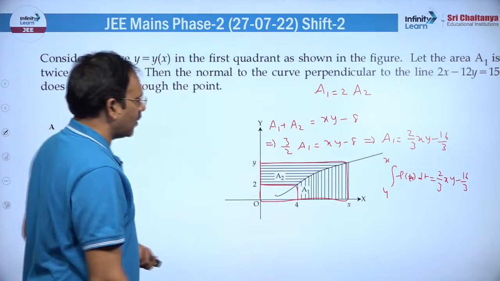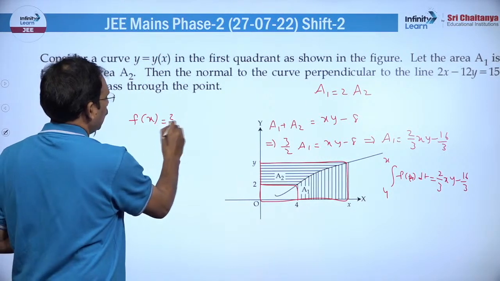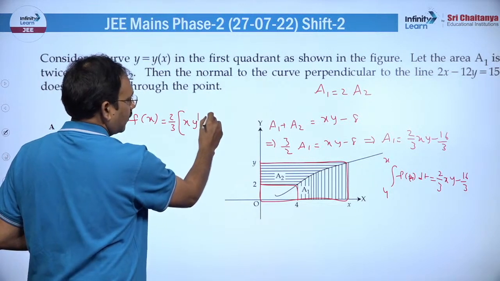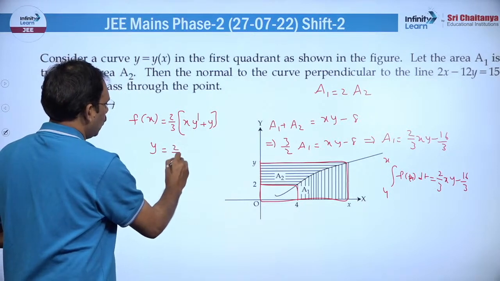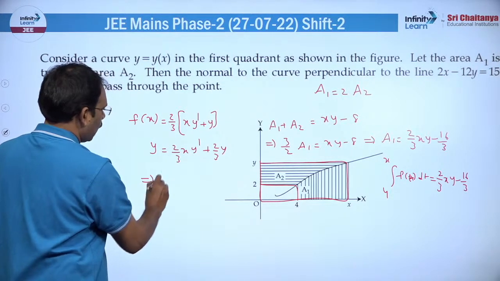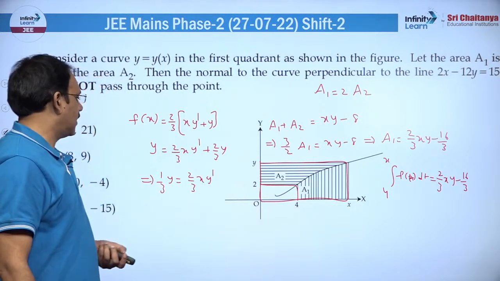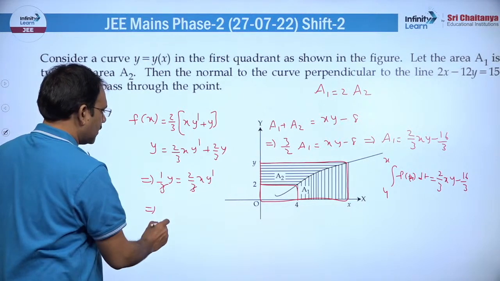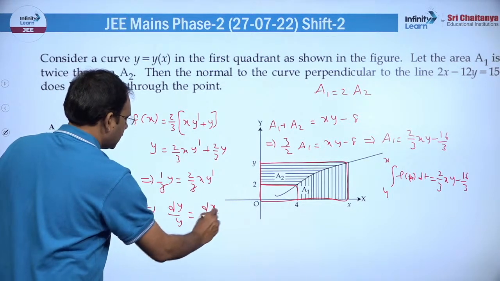You apply Leibniz formula, my dear friends, you will get f of x is equal to 2 by 3 into u derivative of v plus v derivative of u, which is a differential equation. This is y is equal to 2 by 3 x y dash plus 2 by 3 y, which is 1 by 3 y is equal to 2 by 3 x y dash. Yes, from this, my dear friend, this is dy, this is dx, right? So 3 can be cancelled, dy by y is equal to dx by 2x.